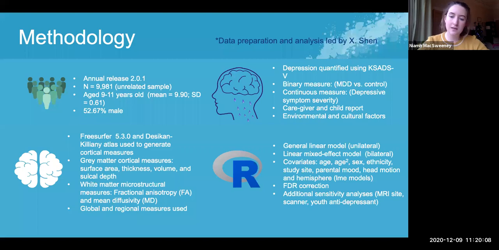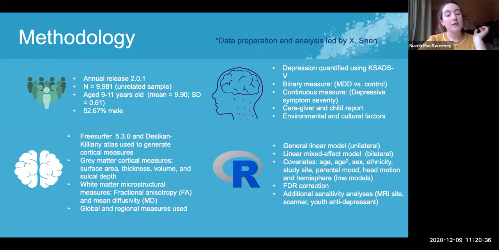So then in terms of the statistical models, we used general linear models and linear mixed effects models in our analysis, and included covariates, and all of this was conducted in R, and the covariates we included are here. And just to highlight that we included parental mood as a covariate, as well as the imaging covariates, and we applied FDR correction for multiple comparisons.